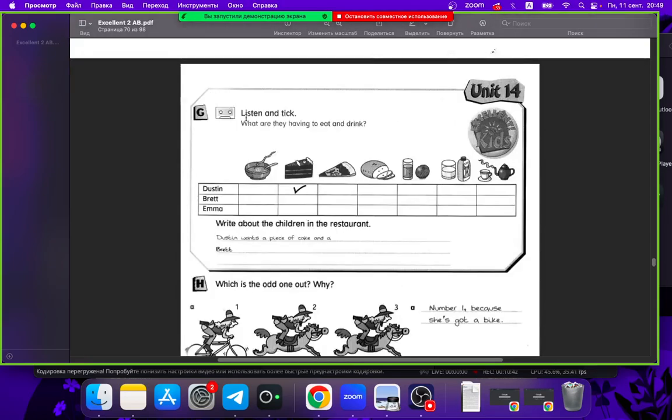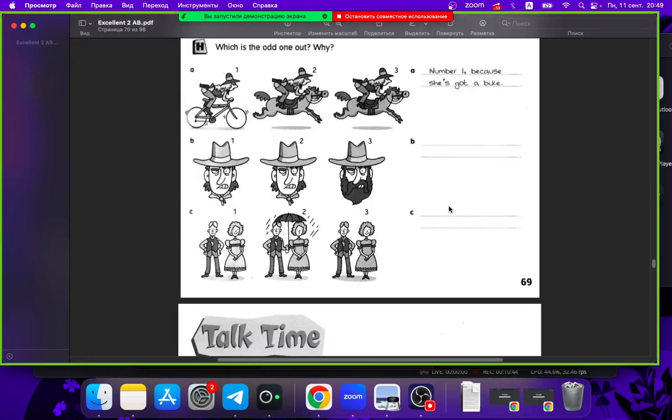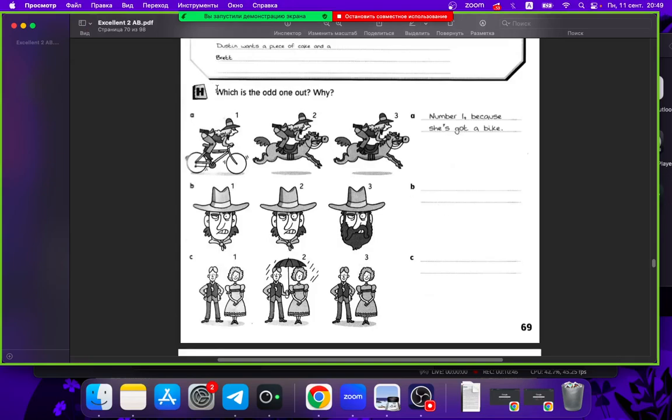This is a listening exercise. We'll have to listen and tick. And this is a writing exercise. Can you see it? Which is the odd one out? Why? So you have to think and write it. There are three pictures of almost the same woman, but number one is the odd one because she has got a bike. There are two more pictures, or one more picture with three different variants of the man. All of these men look angry, but this one has got a beard and mustache.